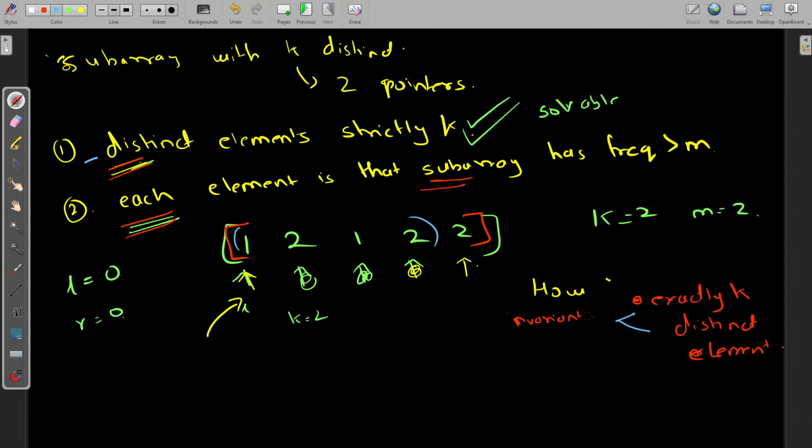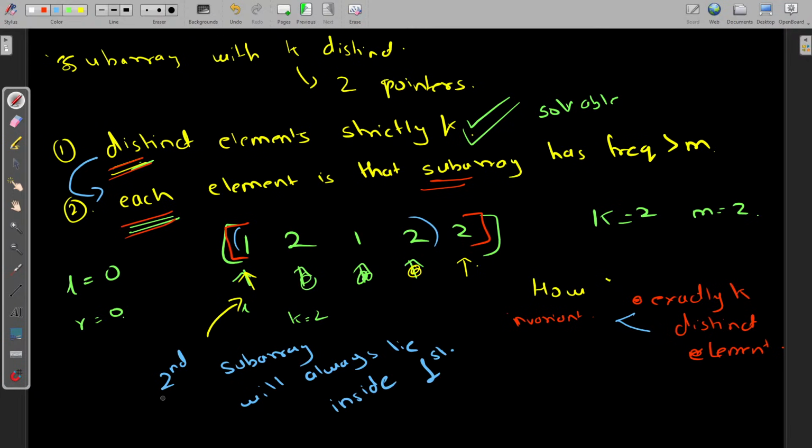So we can say this is like for a set we have a superset. For a subarray we don't have a super subarray kind of thing. But the second subarray will always lie inside the first subarray. This is the first observation.